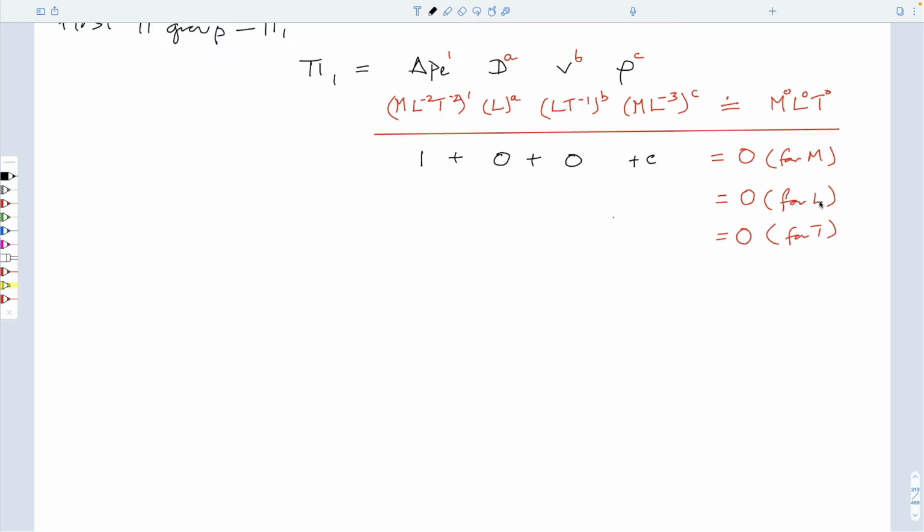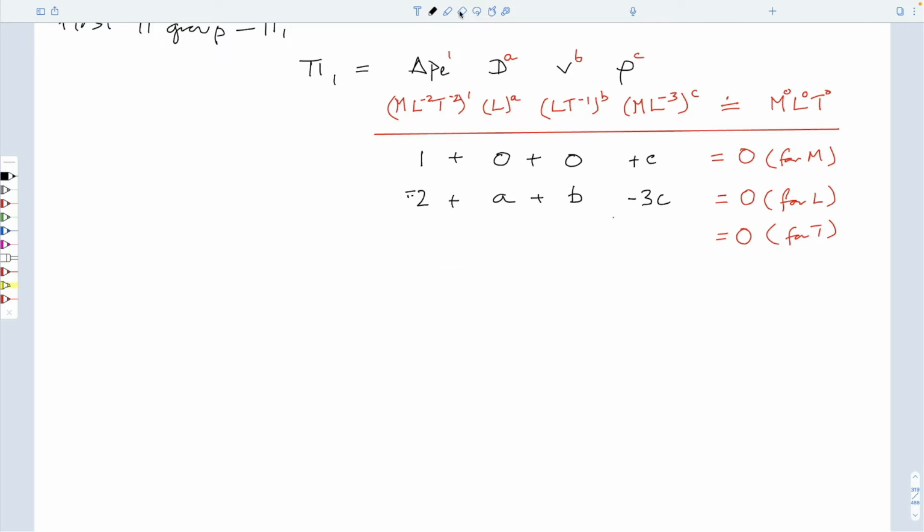We're going to do it now for L. We're going to go through this and look at the length terms. So length is here, and it's minus 2. It's here, and it's equal to A. It's here, and it's equal to B. It's here, and it's equal to minus 3C, right? Equal to 0.